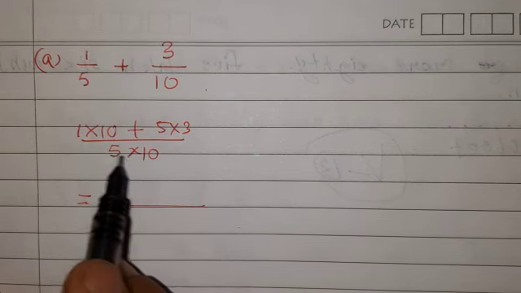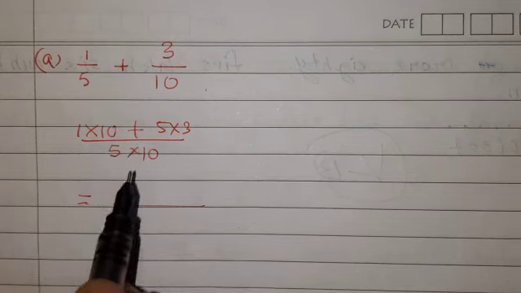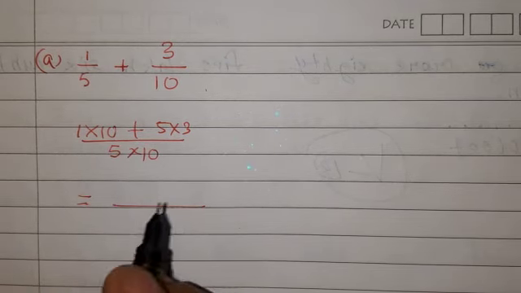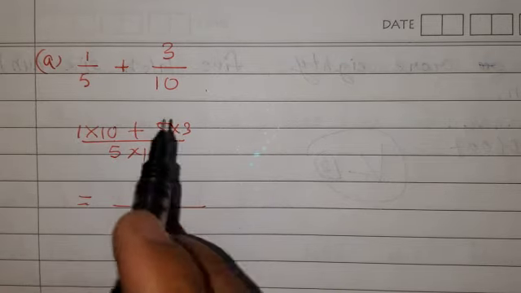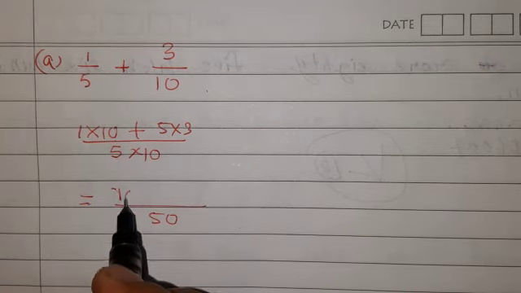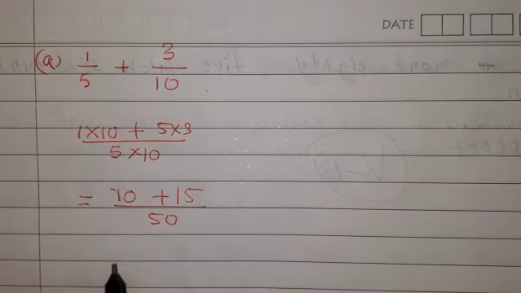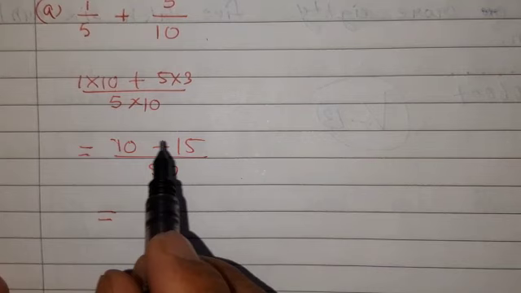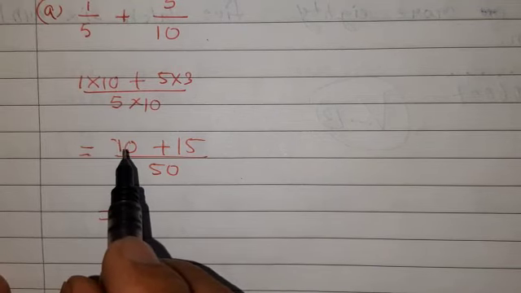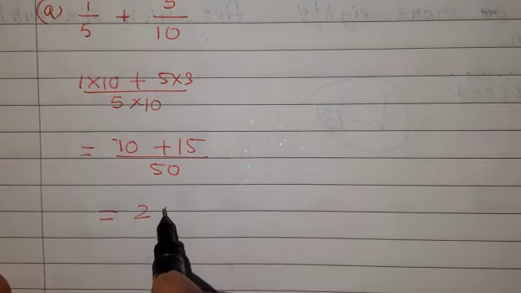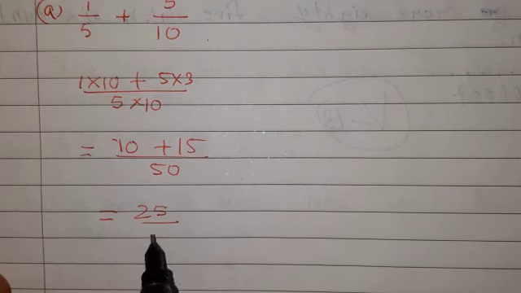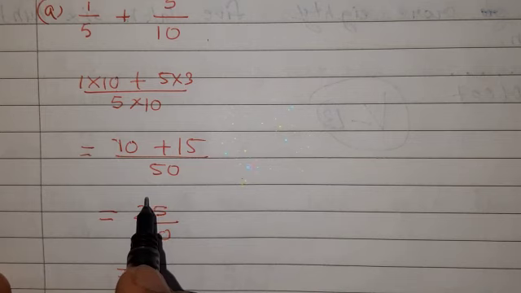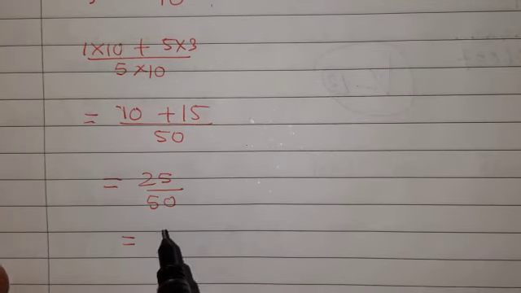Now we multiply the denominators first. And we can do any one, your choice. 5 times 10 is 50, and 1 times 10 is 10, at the numerator. And 5 times 3 is 15. The final answer: we add each other, and the number becomes 25 over 50. So if we reduce it to the lowest term, the number becomes 1 by 2.